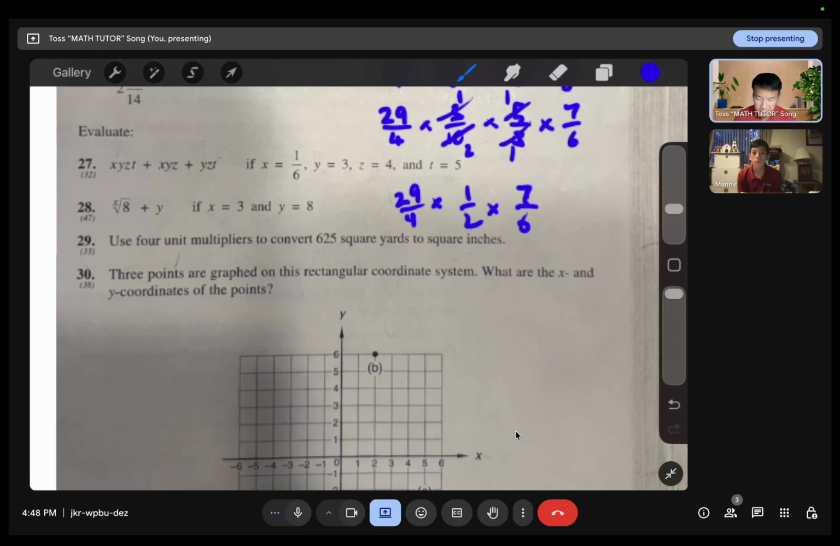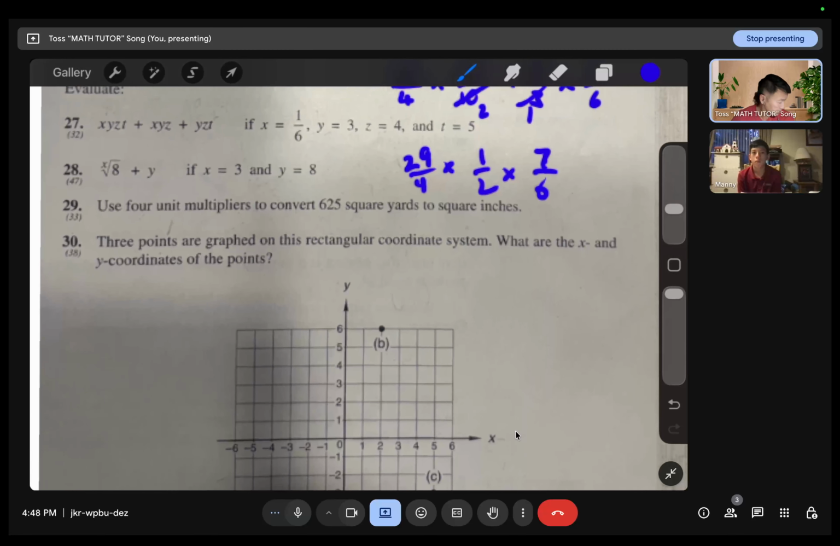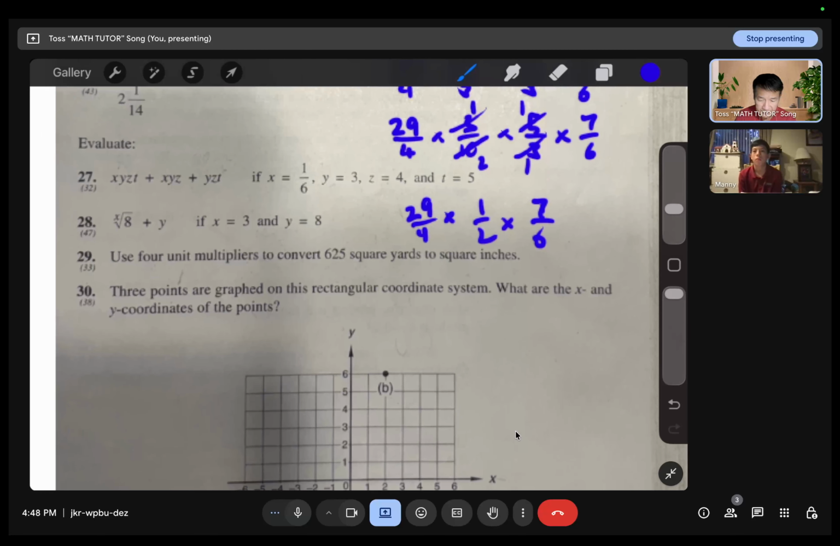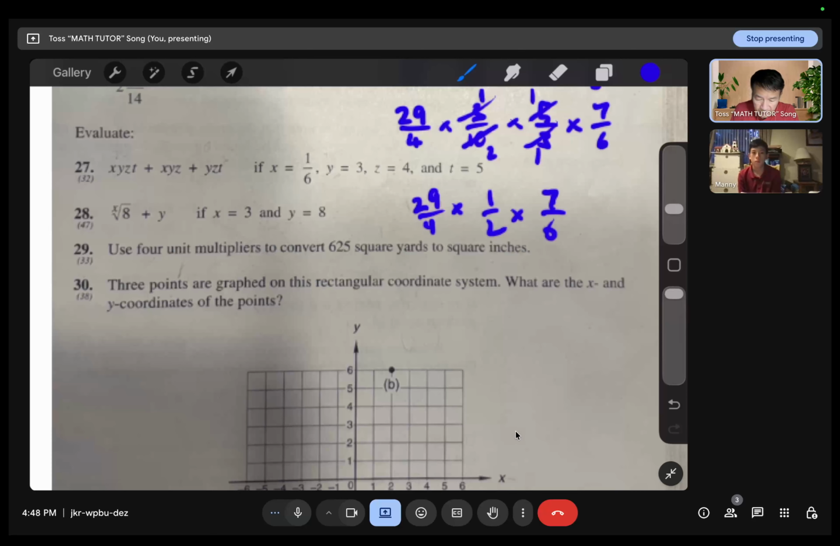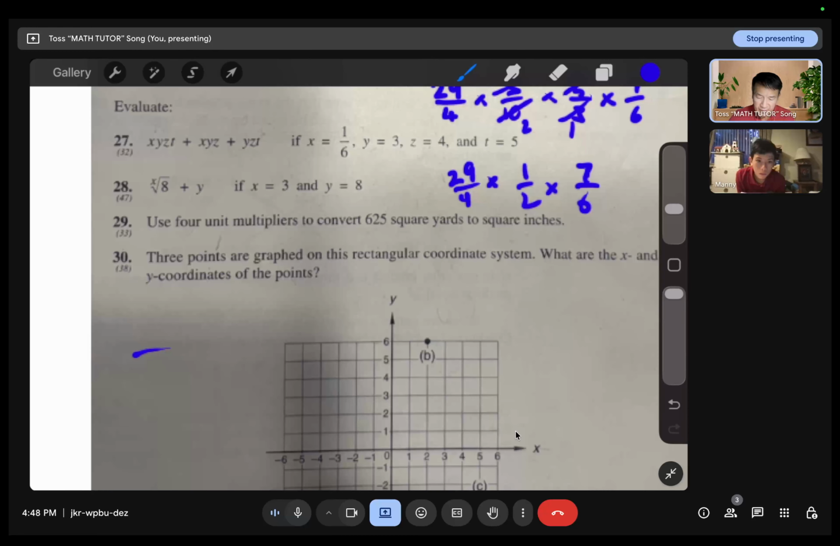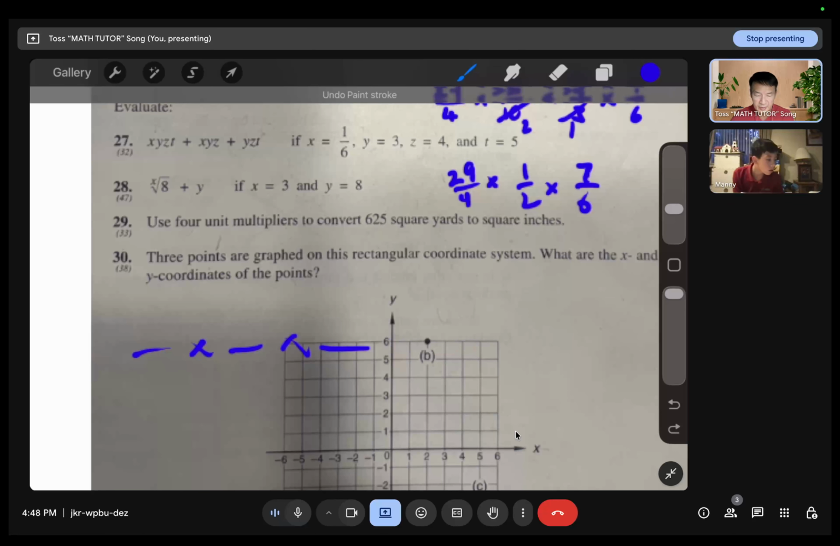But now, 29. Just quickly, what do you think? 4 unit multipliers. Wow. That means there should be 4 fractions, right? Like times fractions. Is that right? Yeah. Okay. Do you want to show me? It's been a while. It's been a week.